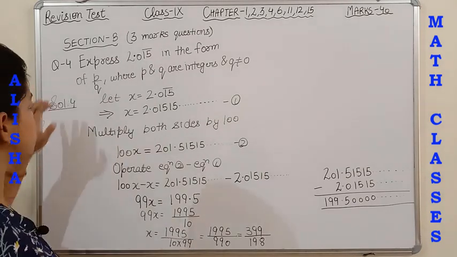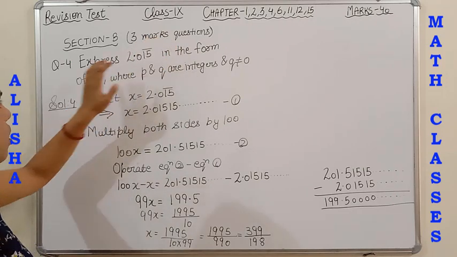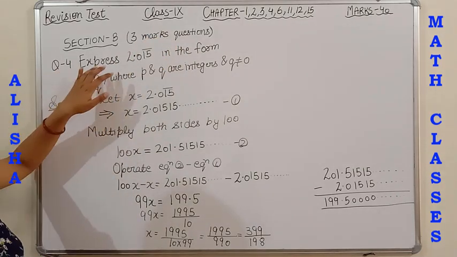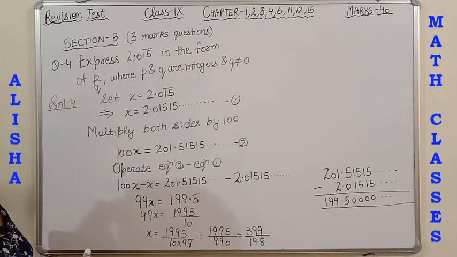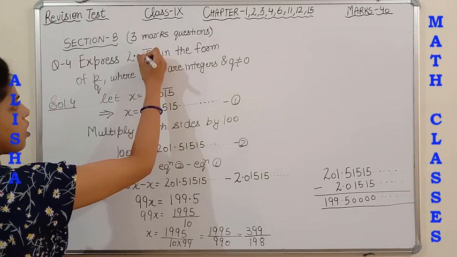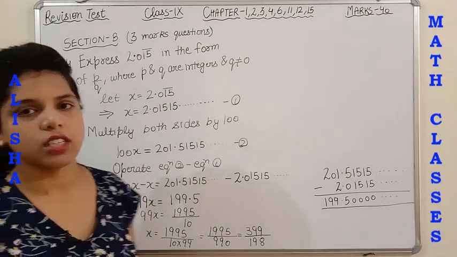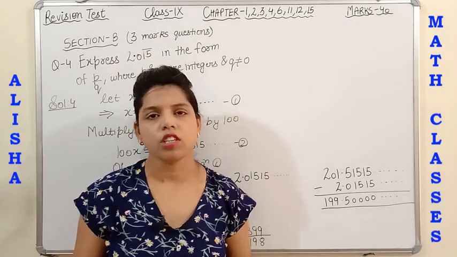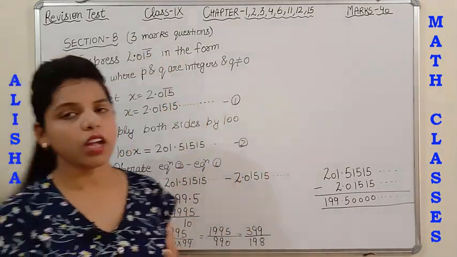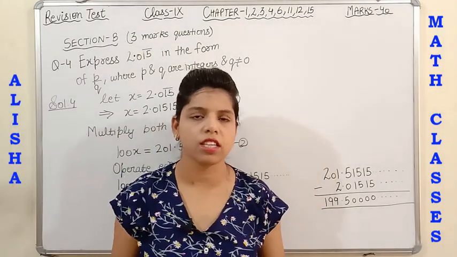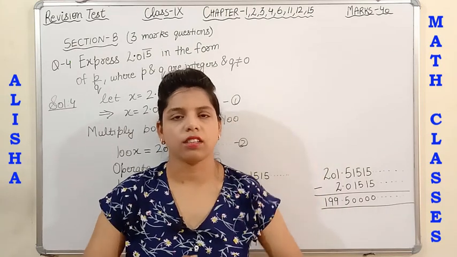So students, next, moving on to section B, which carries all questions of 3 marks only. This is question number 4, and we have to express 2.015 bar. Here bar is only on 1 and 5, not on 0. So 2.0 15 bar in the form of P by Q, where P and Q are integers and Q is not equal to 0. Students, we have discussed this type of question, where this is an irrational number and we have to represent it in the form of a rational number. This type of question we have done in our HOTS question also. Link again, you can see that in the I link.